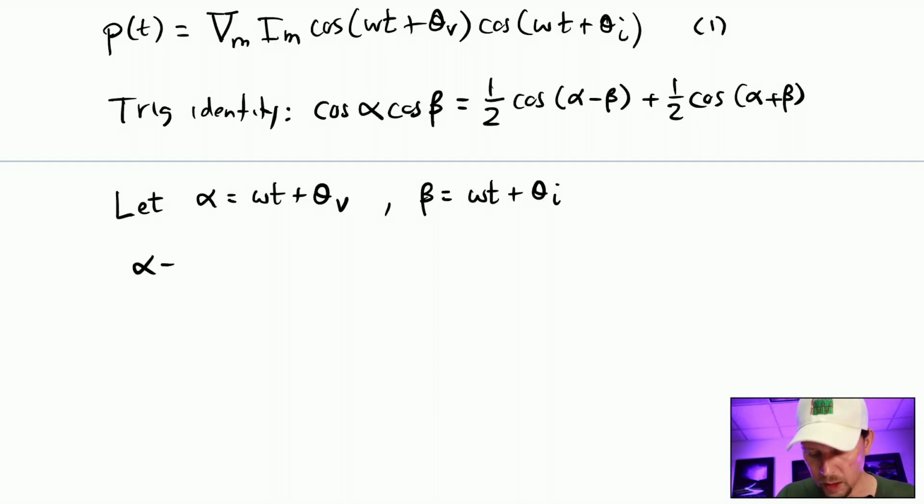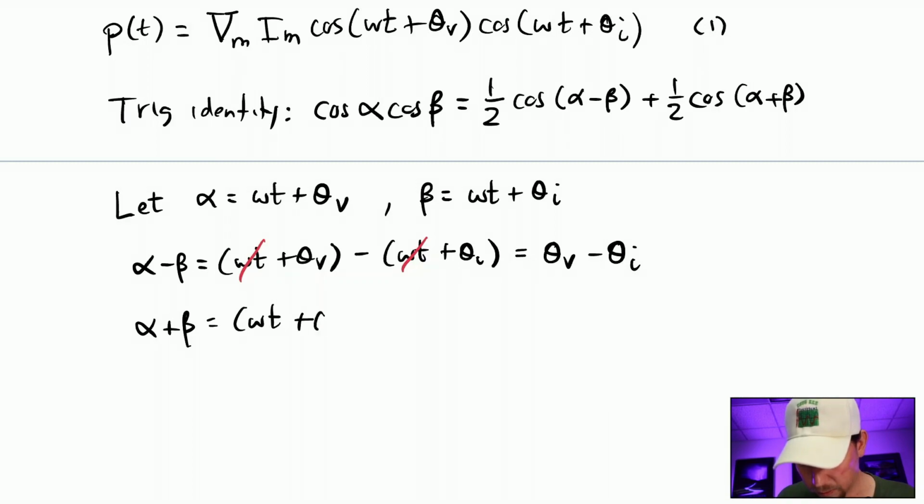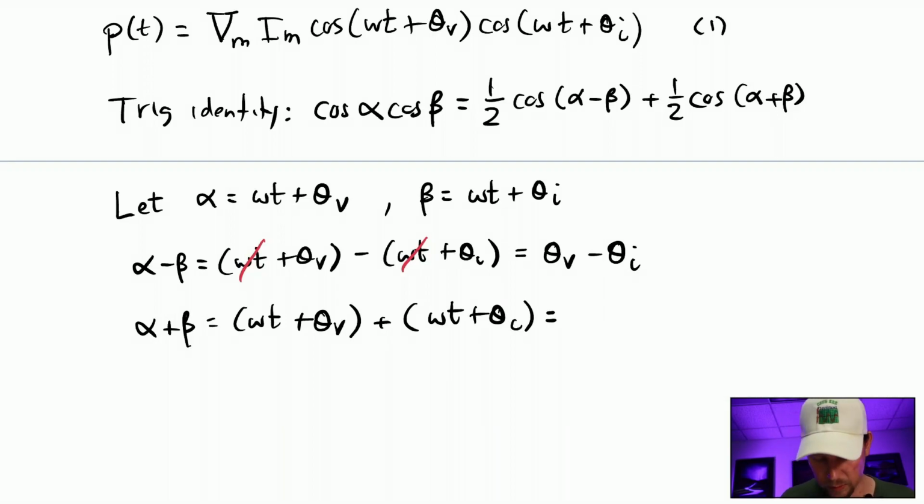Now, if I form alpha minus beta, notice that what I'm doing here is subtracting these two. And these terms right here completely cancel out, and we're left with the phase angle of the voltage minus the phase angle of the current. Similarly, if I take alpha plus beta, then notice that this term and that term double up, and we're left with 2 omega t plus theta v plus theta I. And I can actually use this in the trig identity.